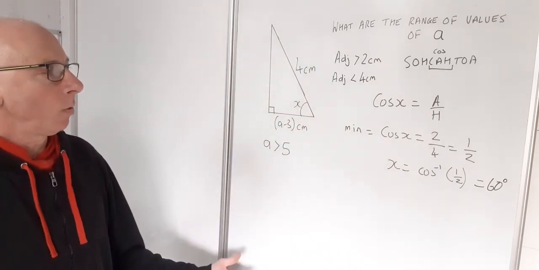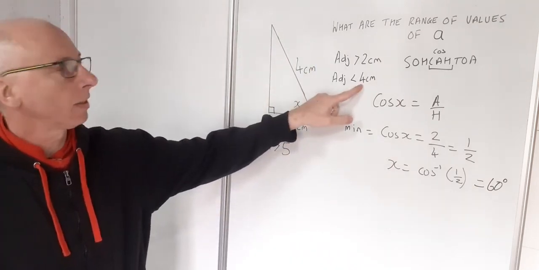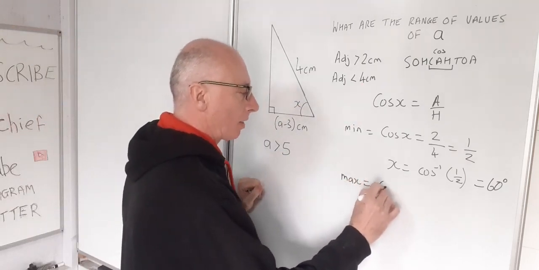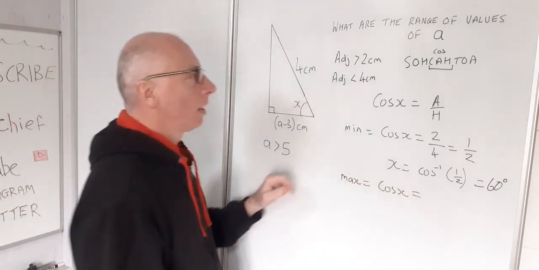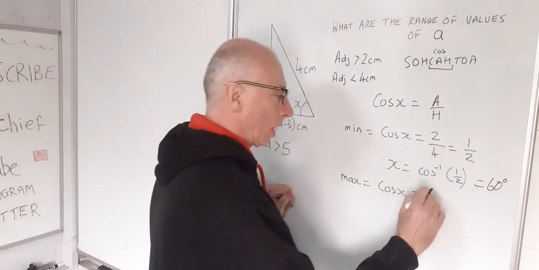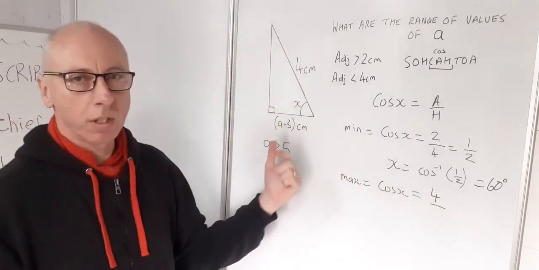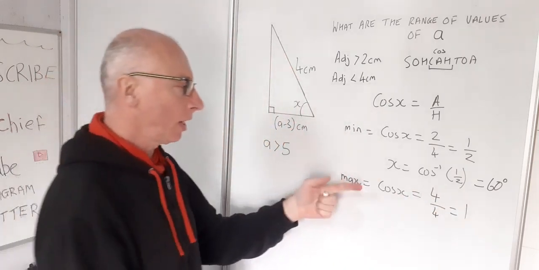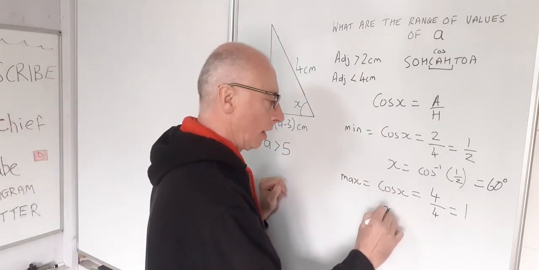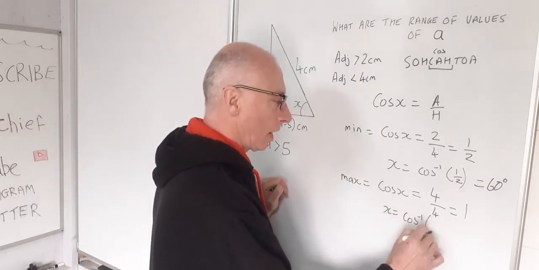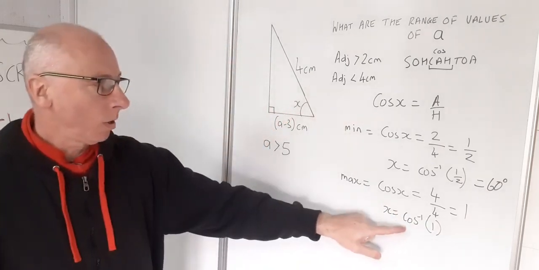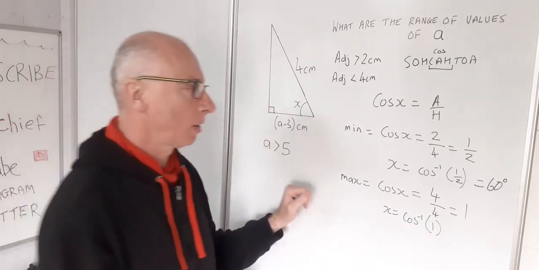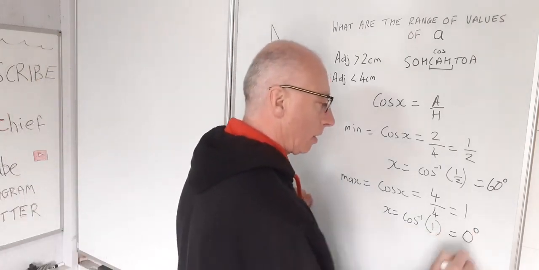Now what about if we're looking at the maximum value? Let's have a look at that. So the maximum value, that's cosine of x with the adjacent at 4, and our hypotenuse is still at 4. So that equals 1. Now we need the inverse cosine. x equals inverse cosine of 1. Now when cosine is 1, we know our angle is 0. So this is 0 degrees.